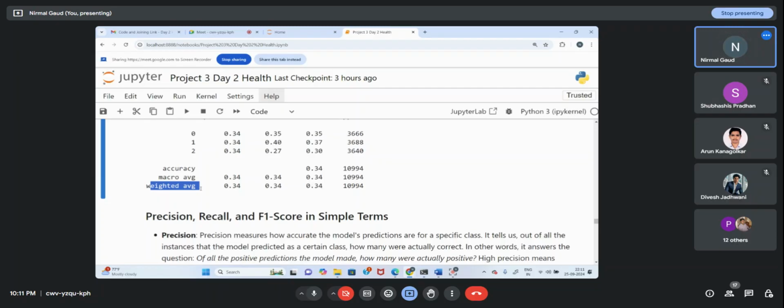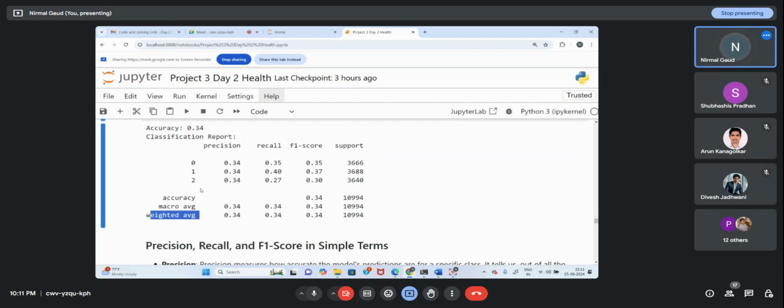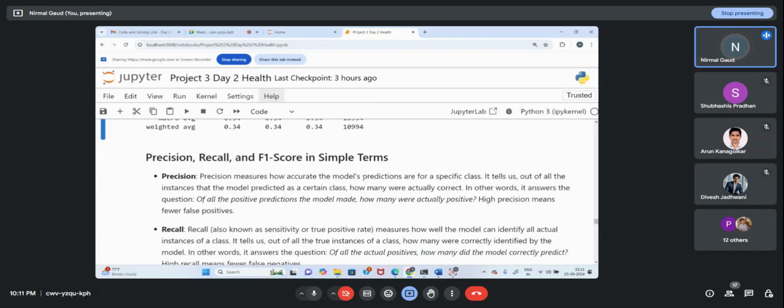Isn't it a weighted average, like it's weighted? So I think 3666 multiplied by 0.34 plus 3688 multiplied by 0.34 plus 3640 multiplied by 0.34, divided by this plus this plus this. Weighted average ऐसे ही तो निकलता है. This is how we calculate the weighted average.